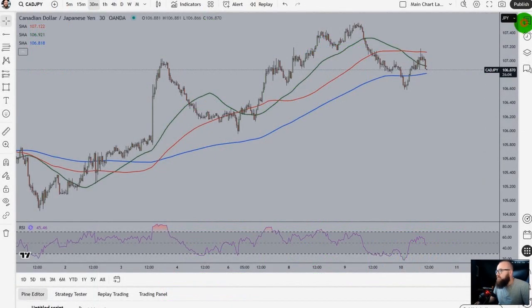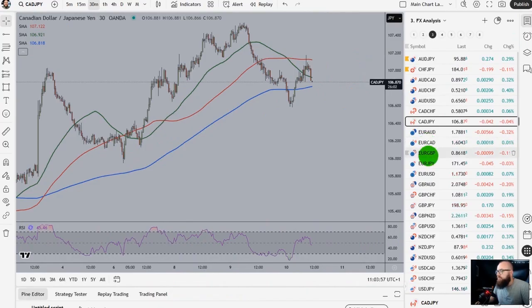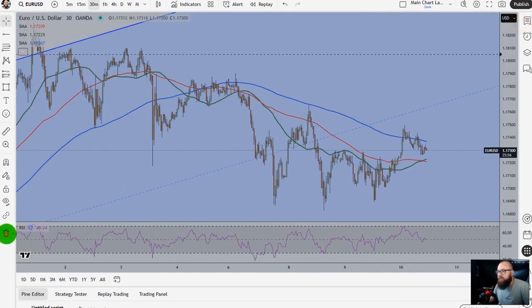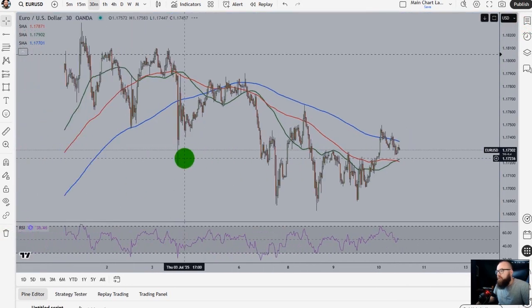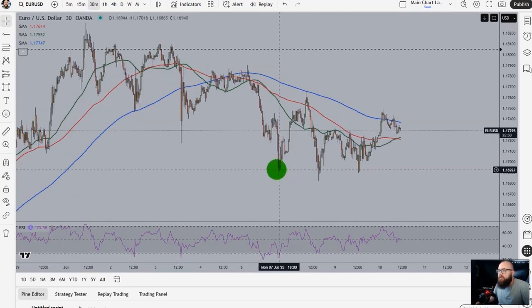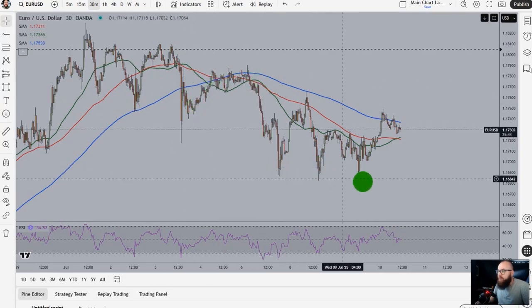So let's change chart again. Euro pound's very choppy. Let's try Euro US dollar. And let's clear this off. Okay, so right away we have like this triple bottom. So this is the 30-minute chart, Euro US dollar. Nice clear downtrend. So we get a double bottom and then a triple.